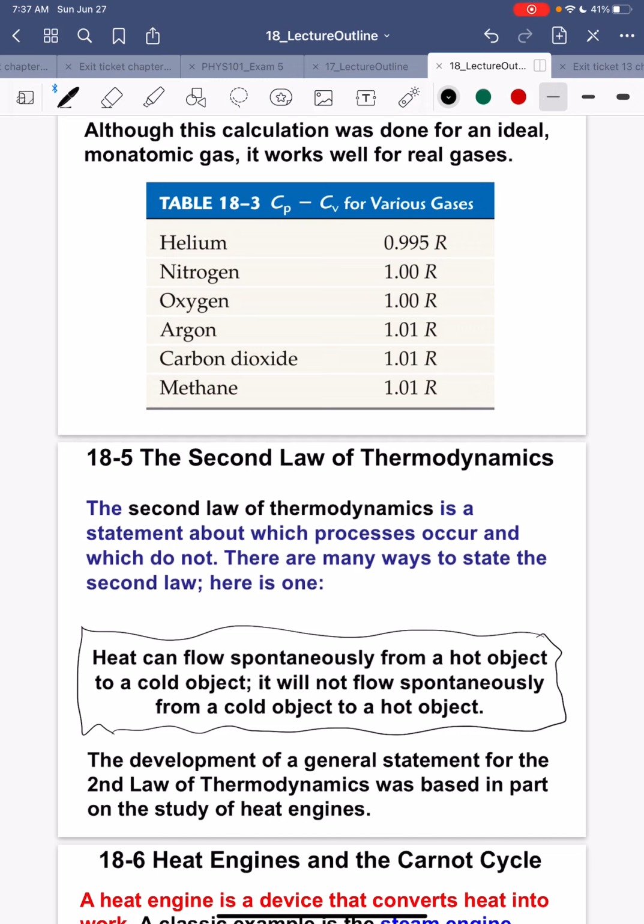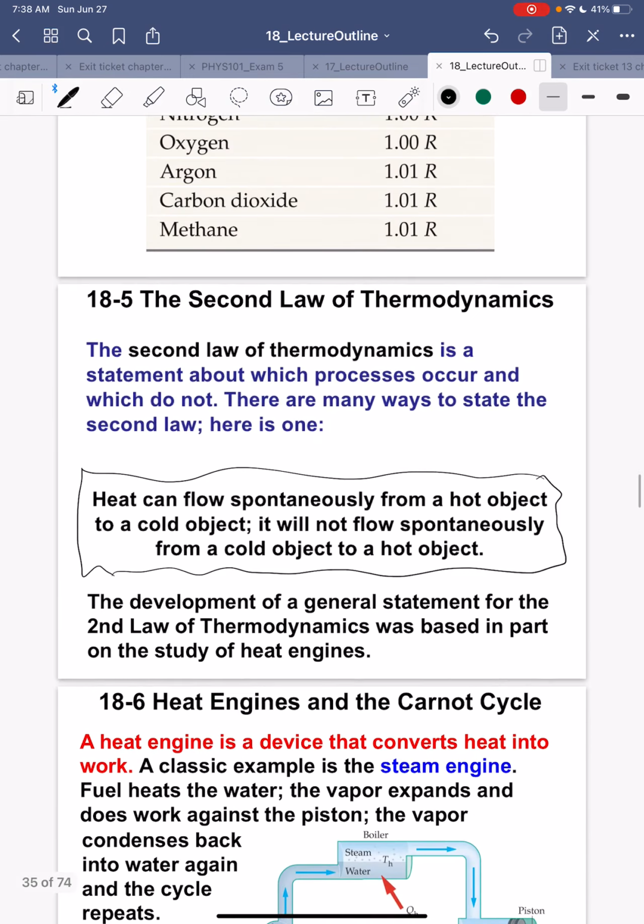If you have your cup of coffee, you're going to find that the heat is transferred from that hot or warm coffee to the cold surroundings. And of course the reverse will not happen. It will not go from the room to the cup unless there is a certain agent that is going to do work. We will talk about this.